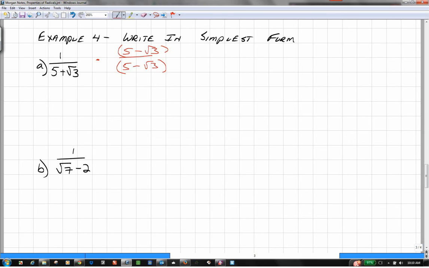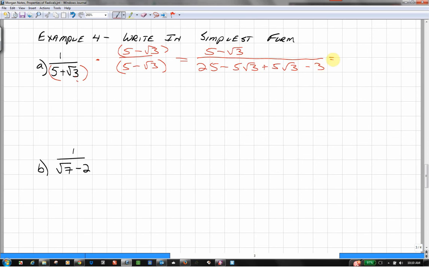So in this case, it's really simple. The numerator is simply going to be 5 minus the square root of 3. And the denominator, we'll use the FOIL method. So we'll say, okay, 5 times 5 is 25. 5 times minus the square root of 3 is minus 5 times the square root of 3. Then I have the square root of 3 times a positive 5. That would be plus 5 times the square root of 3. And lastly, I have the square root of 3 times a negative square root of 3. That would be minus 3.